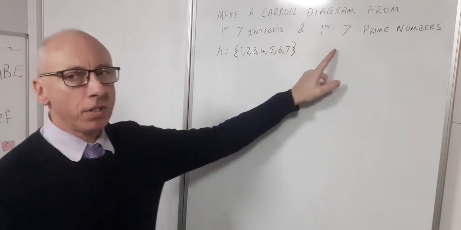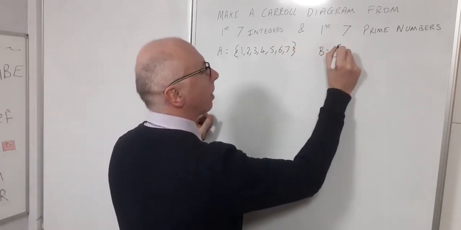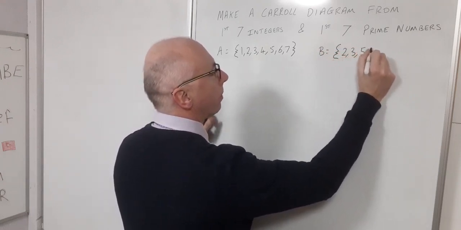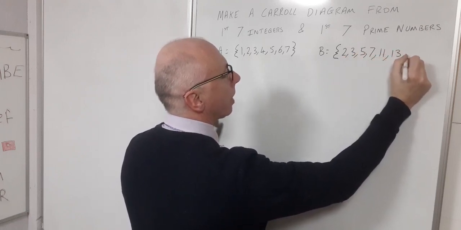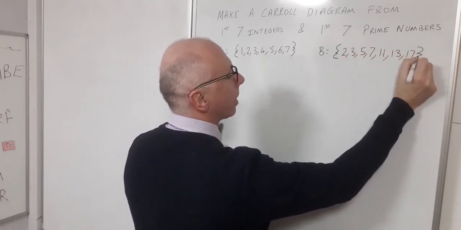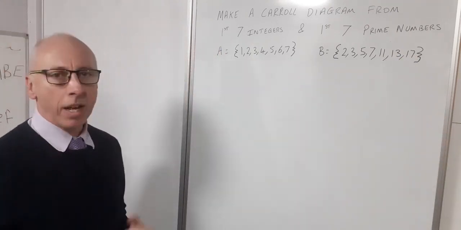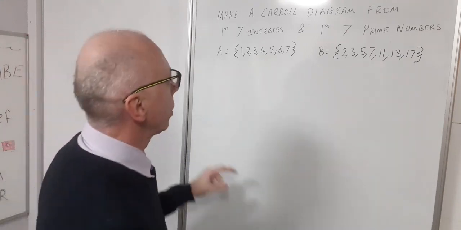And then the first 7 prime numbers. So I'll call that set B. So then that'll be 2, 3, 5, 7, 11, 13 and 17. So that's my 2 sets. So now I need to draw the Carroll diagram with this information.